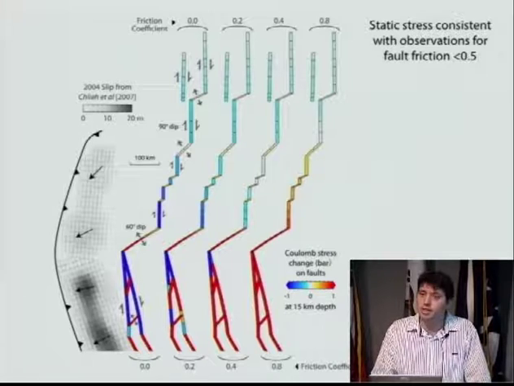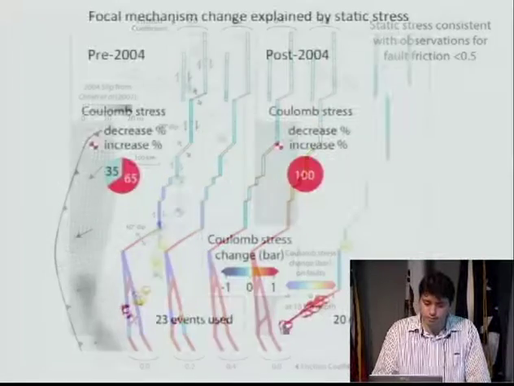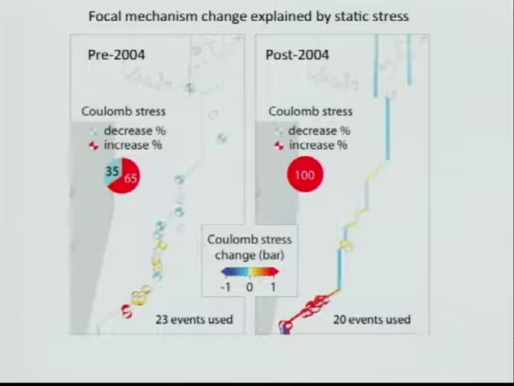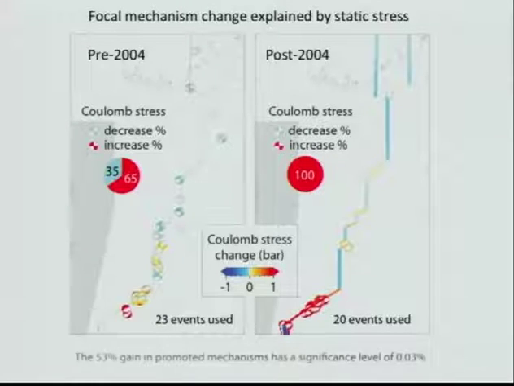It looks like Coulomb stress can also explain focal mechanism change. Look how the promoted mechanisms increase from 65 to 100. Just think of the pre-2004 mechanisms as a control test. The earthquake hasn't happened during this time, so you are using it only as a control test. And all that matters is the number rises afterwards. And this 53% gain in promoted focal mechanisms is, in fact, highly significant.